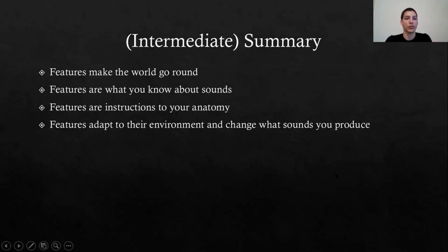Features also change depending on their environment, as we've seen with place, manner, and voicing assimilation, and vowel harmony as well. So those are all integral aspects of producing speech, and sounds changing depending on their environment, where features are basically the most important thing, and they are what define the identity of consonants and vowels.